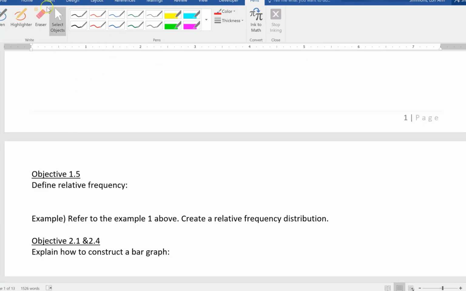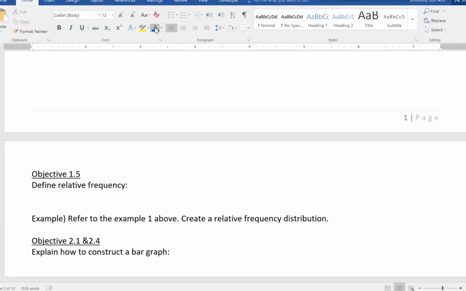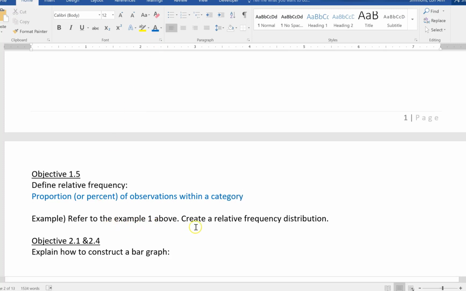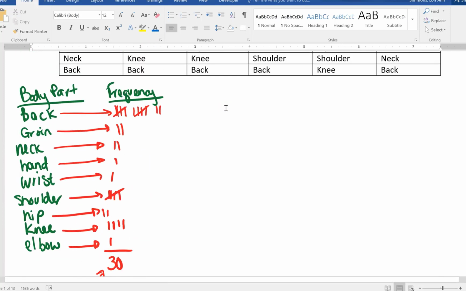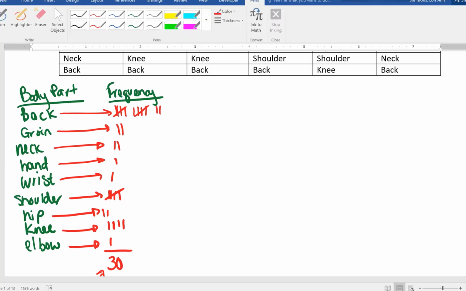The next definition is relative frequency. That is the proportion or percent of observations within a category. So refer to the example one above. Create a relative frequency distribution. So I'm going to write C above because that's where we're going to do it, right next to the frequency. So here we had frequency. Now we're going to include relative frequency.